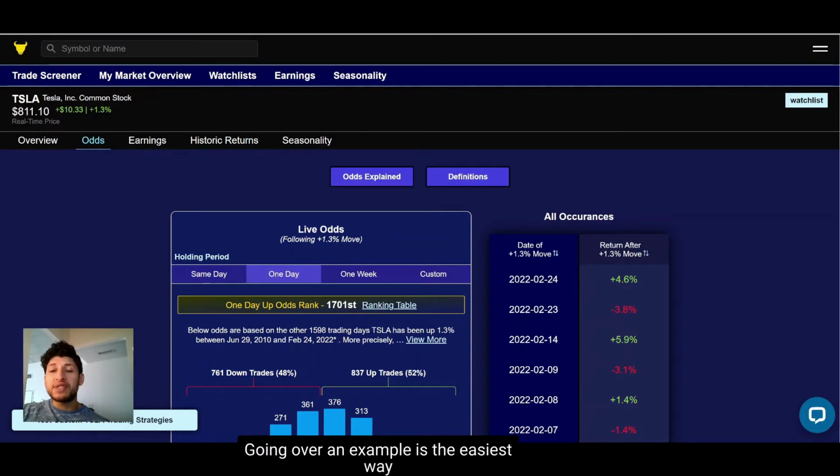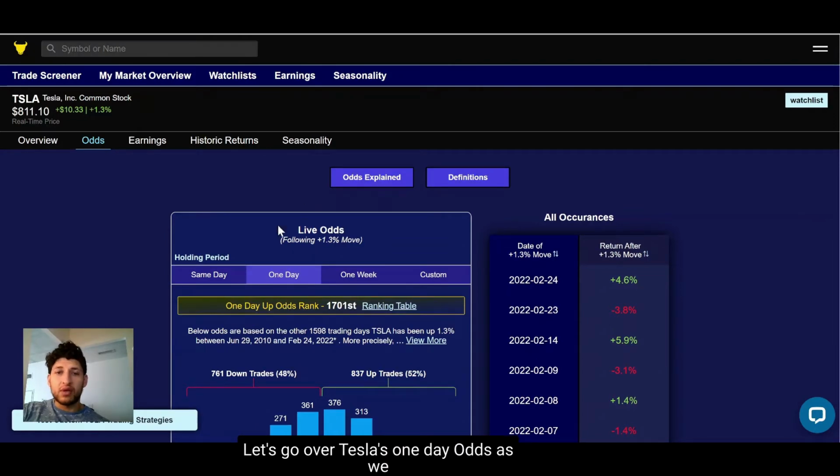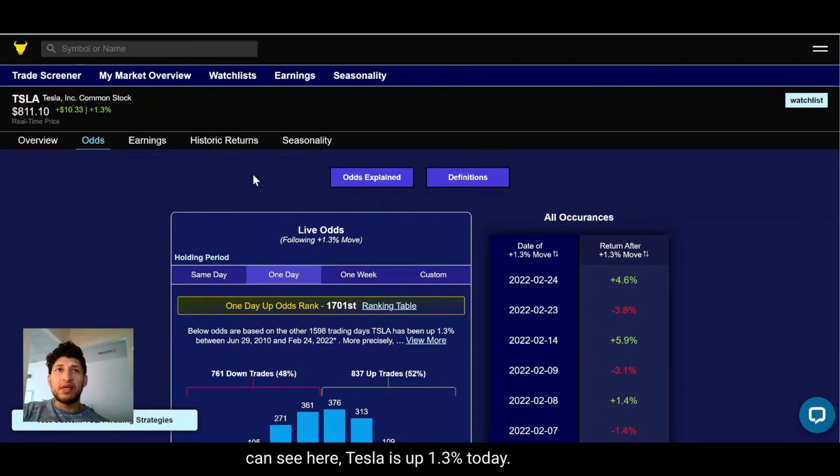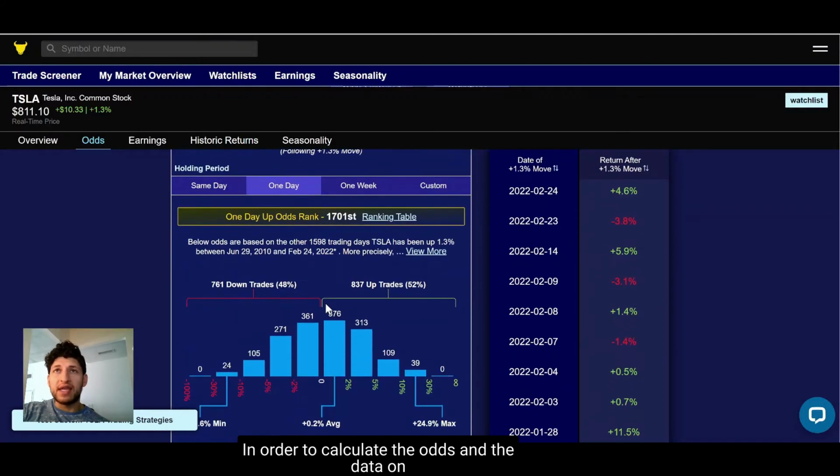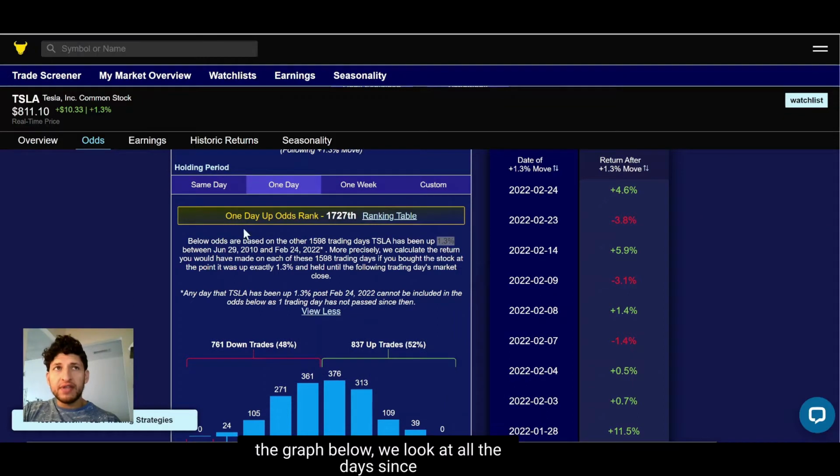Going over an example is the easiest way to understand the odds and how they're calculated. Let's go over Tesla's one-day odds. As we can see here, Tesla is up 1.3% today. In order to calculate the odds and the data on the graphs below, we look at all of the days since 2010 that Tesla has been up 1.3% at some point during a trading day.